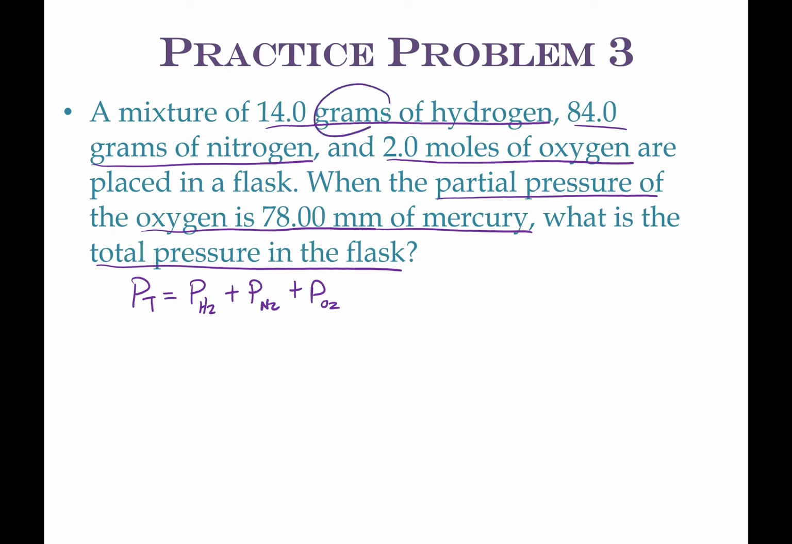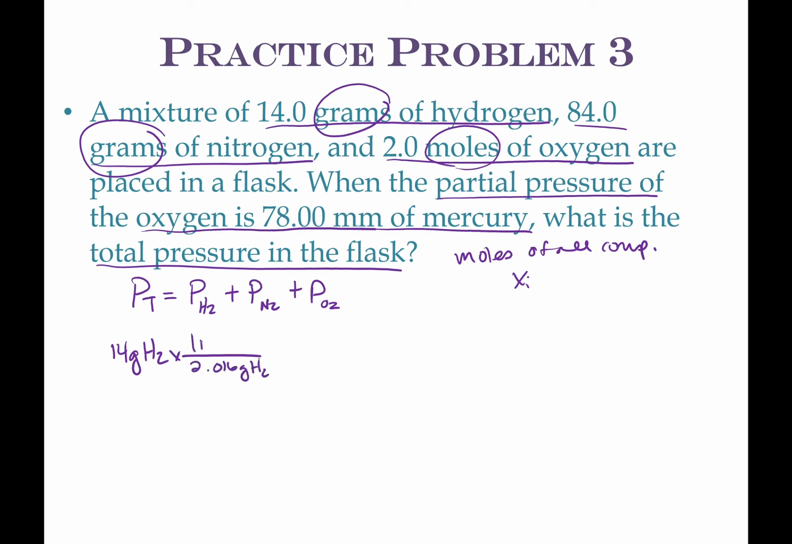We are given grams, grams, and moles. We're given enough information to find moles of all components. So we can probably find a mole fraction. So let's take a look. So the mole fraction, so 14 grams of hydrogen. Hydrogen has a mass of 2.016, right? 1.008 times 2. It's 2.016 grams of hydrogen for 1 mole. So 14 divided by 2.016 is 6.94 moles.